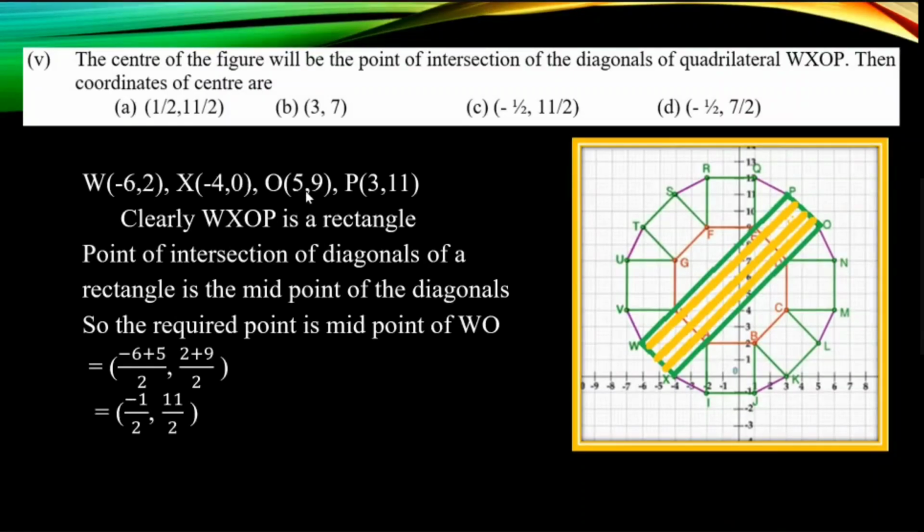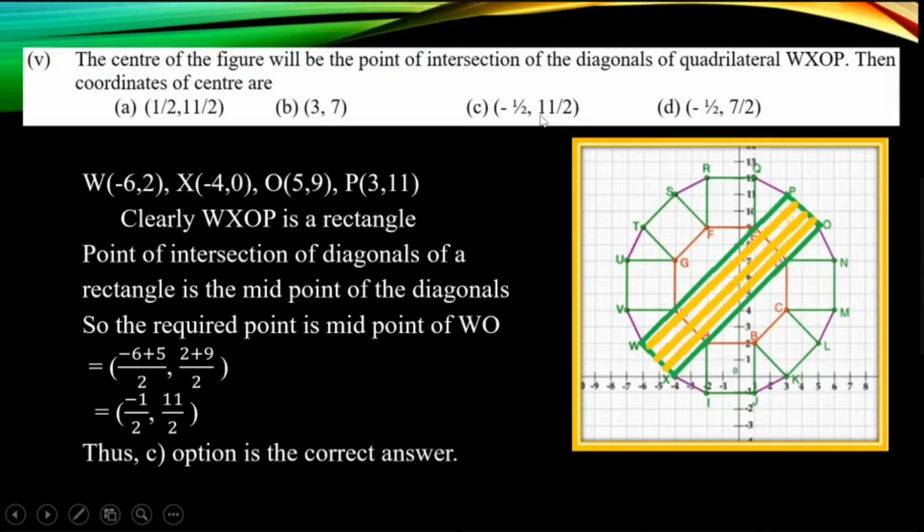So which is that option? Clearly, C option is the correct answer. So this finishes off the case study. Quite a few concepts of coordinate geometry have been taken up in this case study. Please go through the video thoroughly to understand the concepts better. Thank you so much.